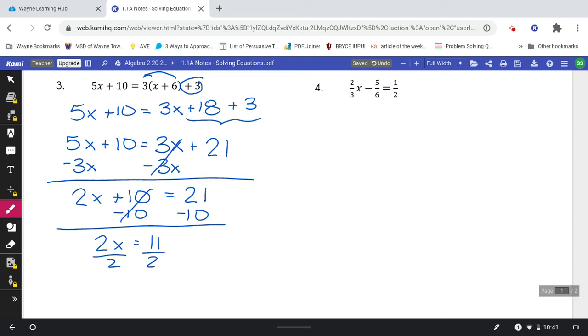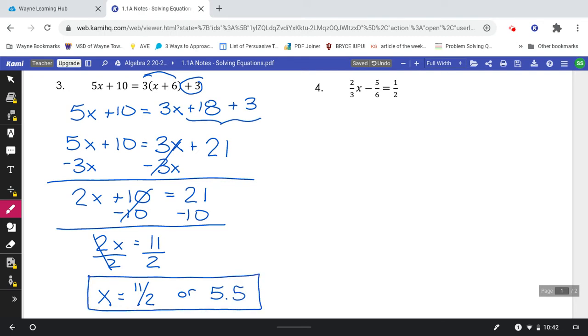Now, when I get to the end of this problem, I notice that I have 11 divided by 2. That does not give me a whole number. That's okay. I can write my answer either as 11 over 2 and just leave it as an improper fraction, or I can grab my calculator and divide 11 by 2 and get a decimal of 5.5. Either one of those are correct answers.